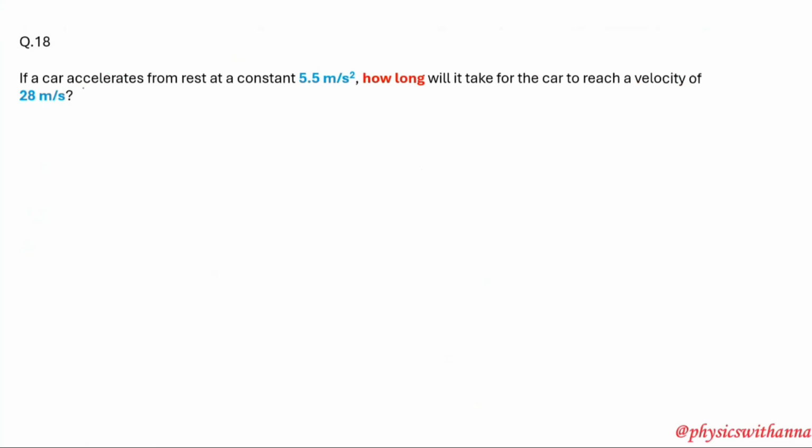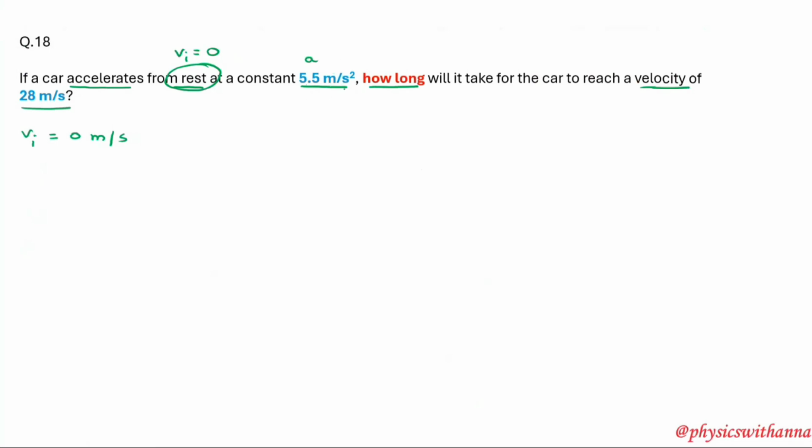Next question 18. If a car accelerates from rest at a constant 5.5 meter per second squared, how long will it take for the car to reach a velocity of 28 meter per second? So the car accelerates from rest. At rest means the velocity is equal to 0. And this is the starting point of the car, so this will be the initial velocity. So I write V initial to be equal to 0. Now the car accelerates at 5.5 meter per second squared, so this is my acceleration.